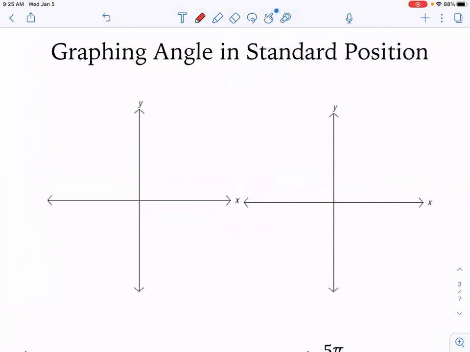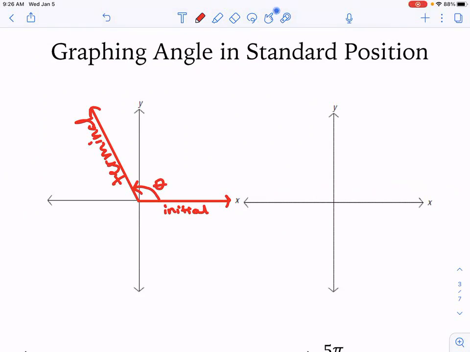So when we graph in standard position, we are always going to put our initial side on the positive x-axis. And then we will put the terminal side in whichever quadrant it needs to be based on our rotation. Okay, so I'm always going to put a little arrow here to signify which way we're rotating. A positive angle is going to begin at the positive x-axis and rotate counterclockwise.